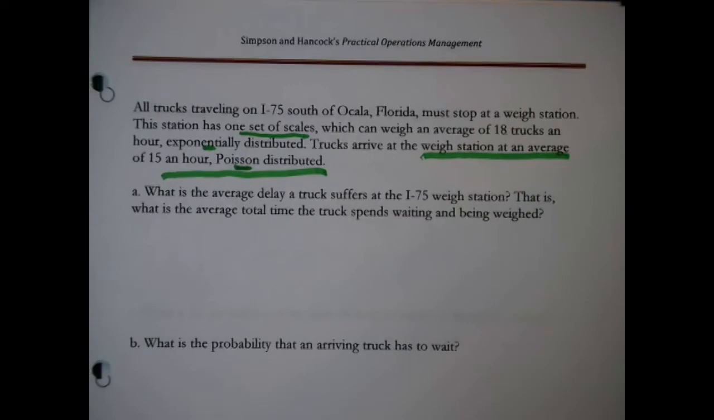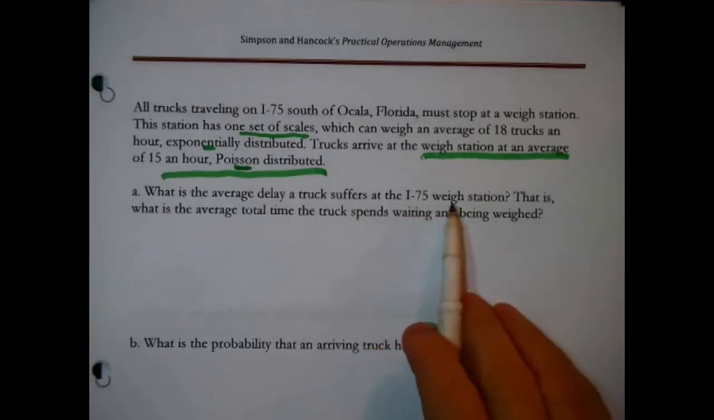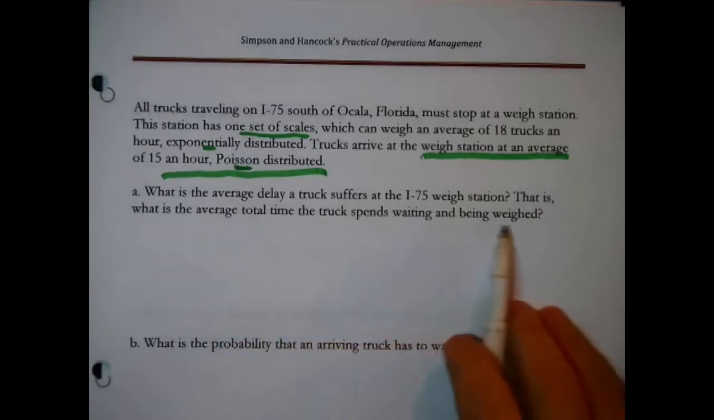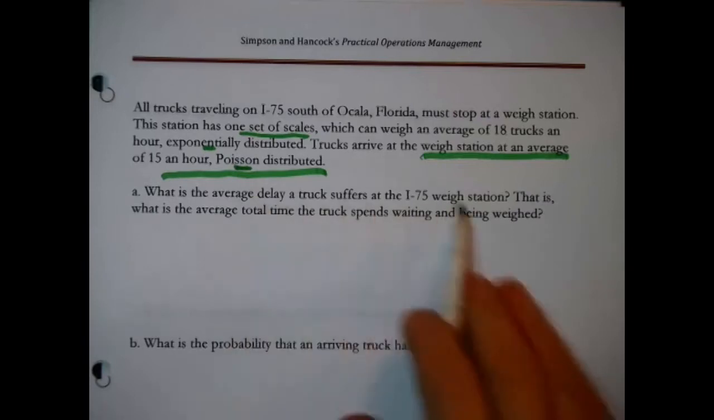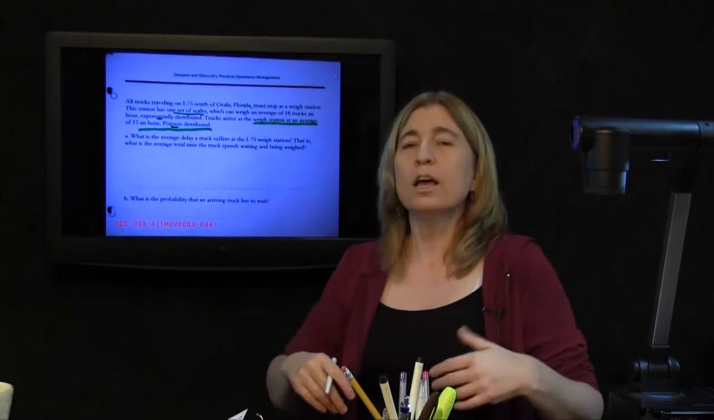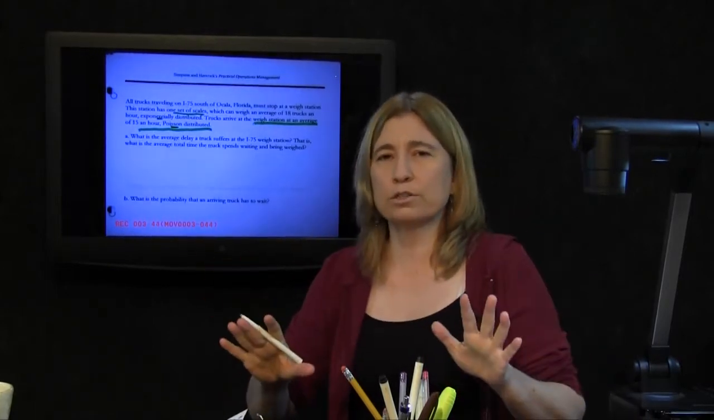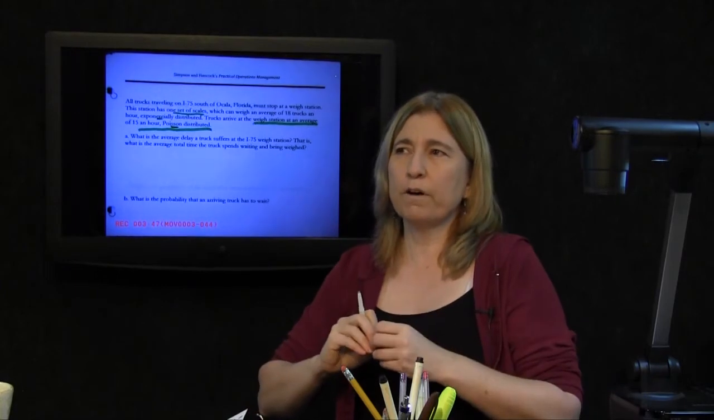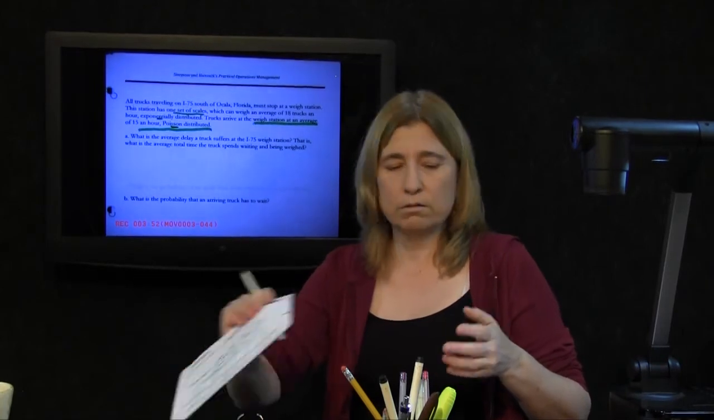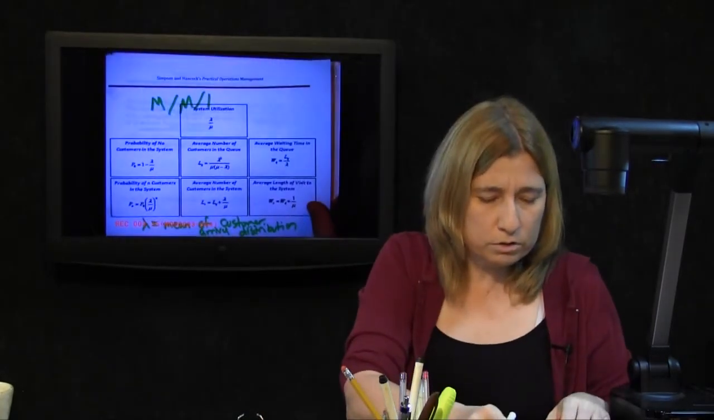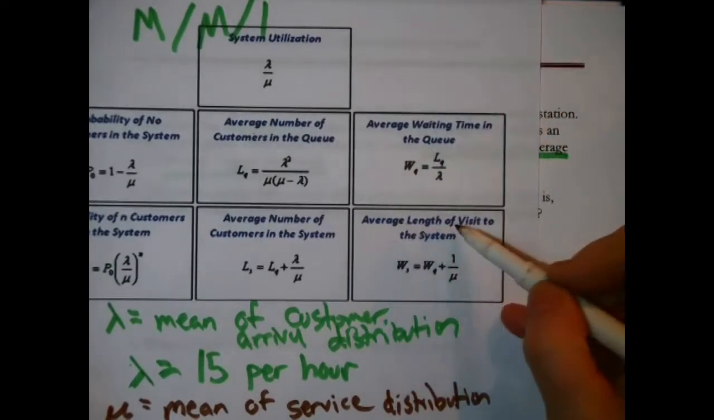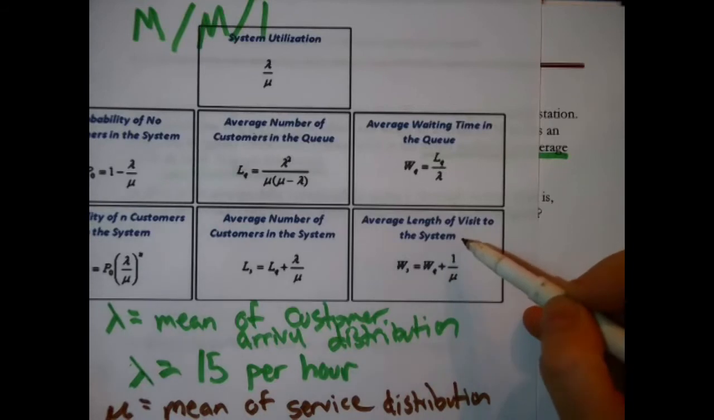A. What is the average delay a truck suffers at the I-75 weigh station? That is, what is the average total time the truck spends waiting and being weighed? So this is all one question. It's asking for one estimate. One of the keys to using the M/M/1 model is knowing which formula answers which question. This business about finding the average delay that the truck suffers overall, that's on here. I've got to find it. Oh, it's right here: average length of visit to the system. That was what was being described.